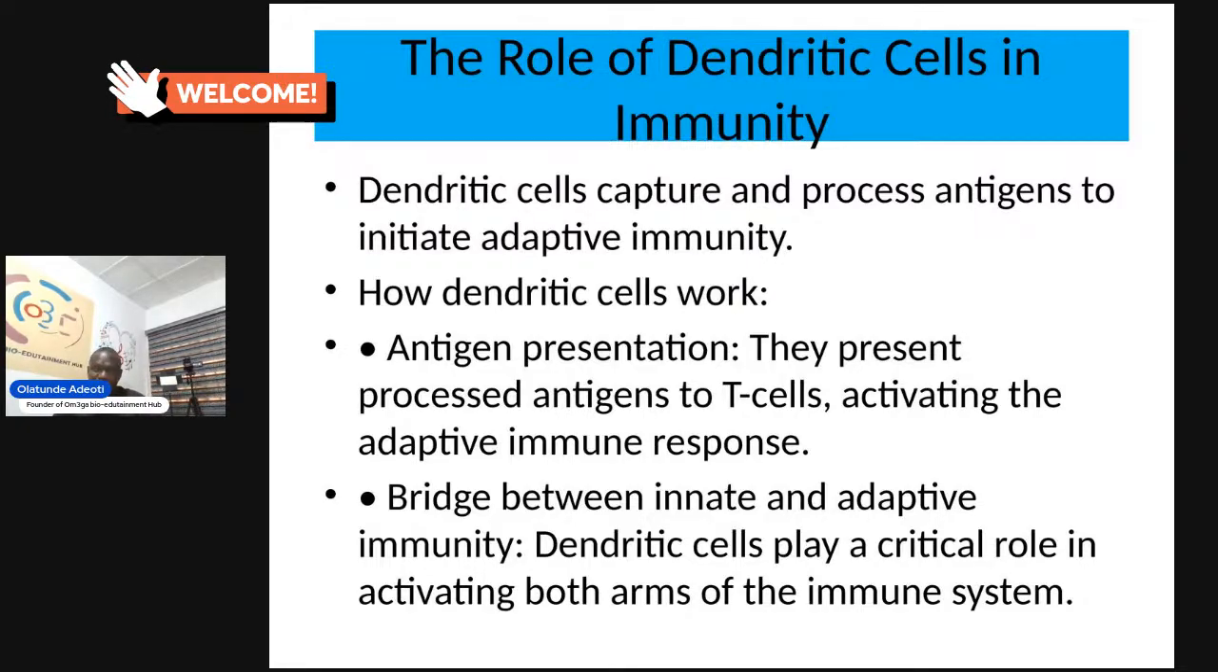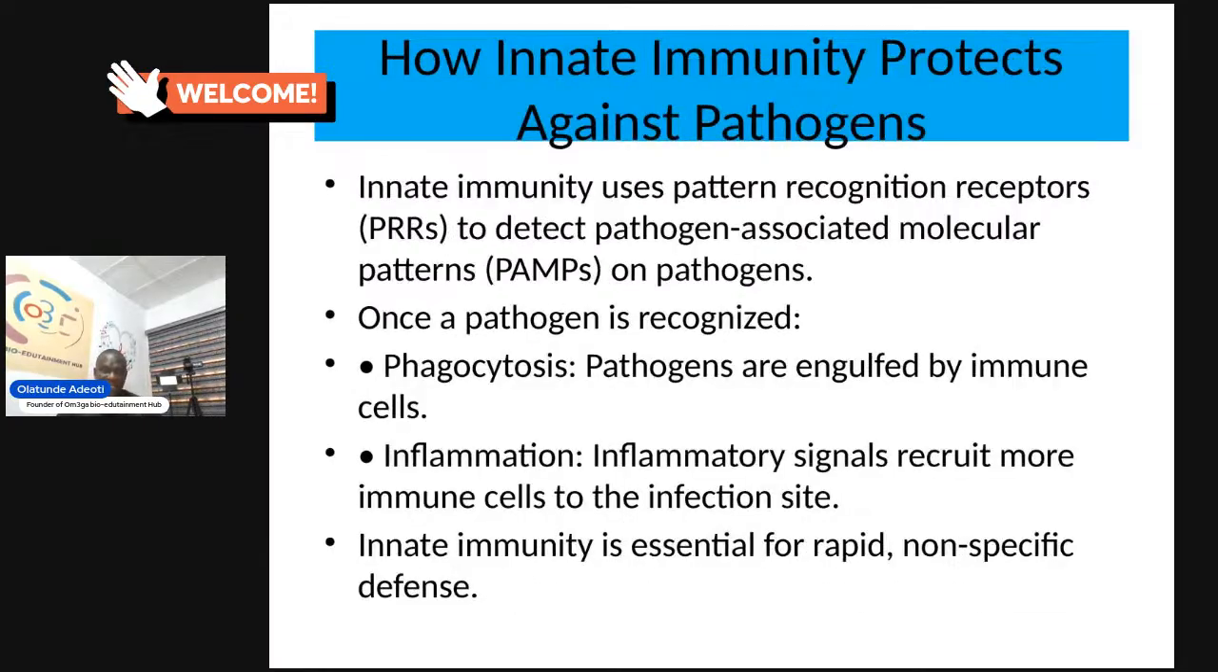They present processed antigen to T cells, thereby activating the adaptive immune arm of the immune system. Then they also serve as a bridge between the innate and adaptive system because they play a critical role in activating and making sure that the second arm, which is the adaptive immune system, is well taken care of. How does the innate immune system protect against pathogens?